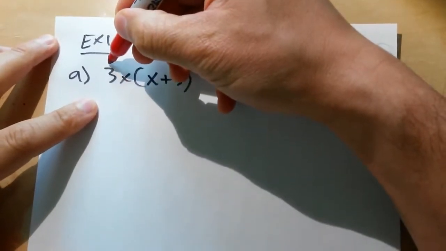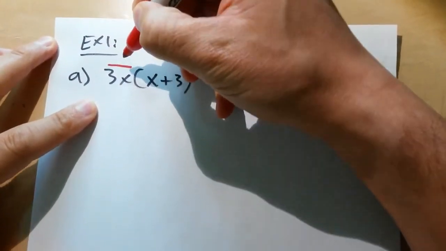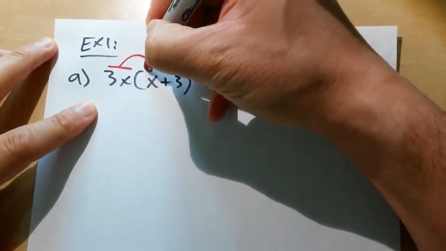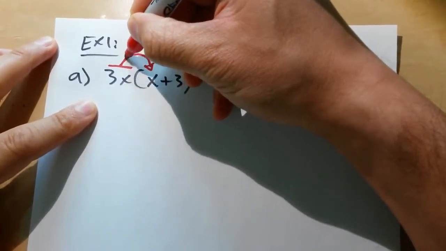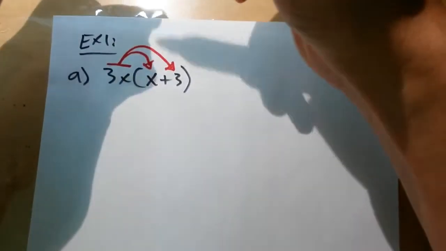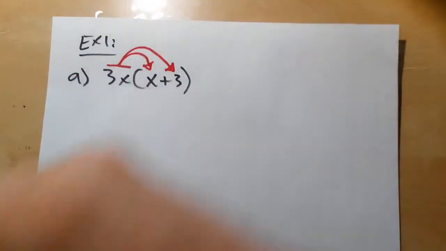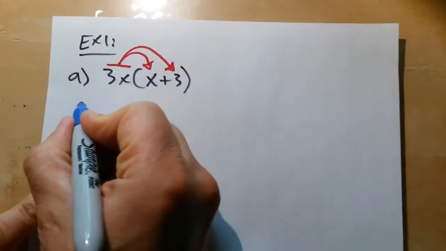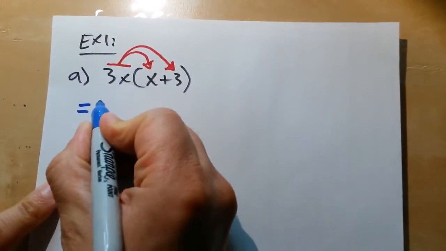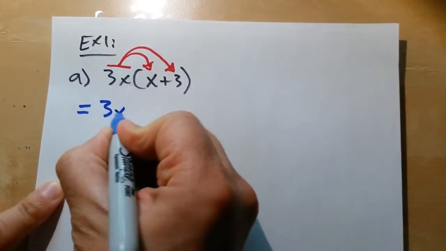Now if it helps you, you may want to draw the arrows indicating that you're multiplying 3x times this term, so 3x times x, and then 3x times that term, right? Now, so what is this equal to? Well, let's begin with this: 3x times x gives us 3x squared.